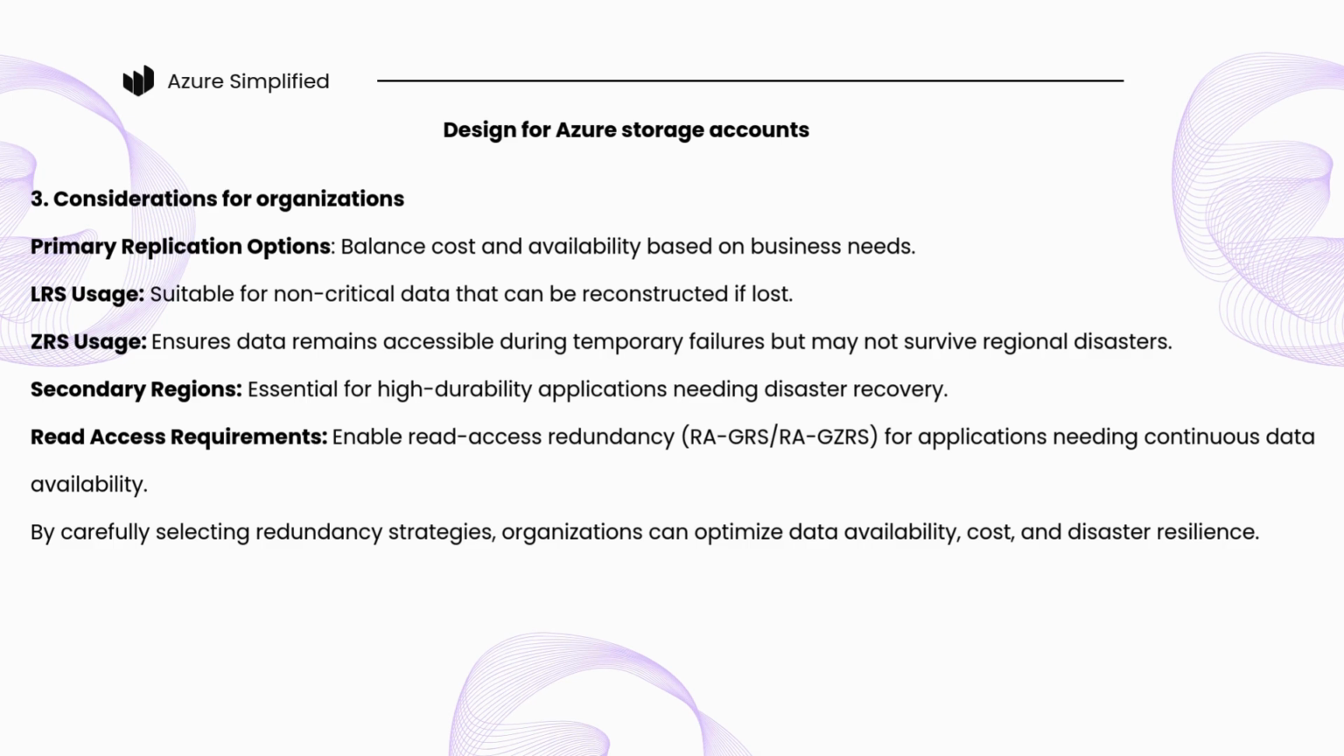Secondary regions are essential for high durability applications needing disaster recovery. Read access requirements: enable read access redundancy, RA-GRS, RA-GZRS, for applications needing continuous data availability. By carefully selecting redundancy strategies, organizations can optimize data availability, cost, and disaster resilience.